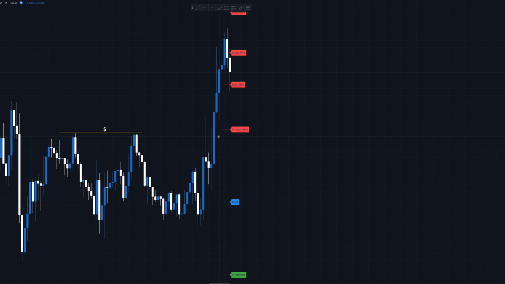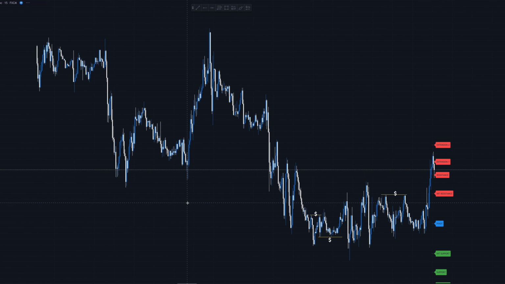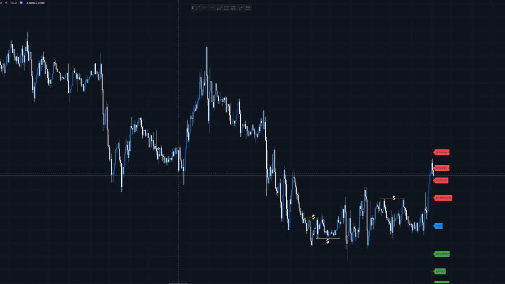So that is how you use equal highs and equal lows to sort of aid in the decision-making process. The more you look at the charts, the more you'll see these things. They pop up everywhere. You can see equal highs here. Price has come up and taken out that liquidity and gone off in the opposite direction.